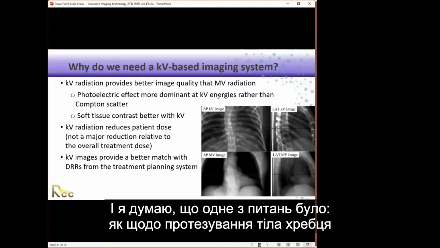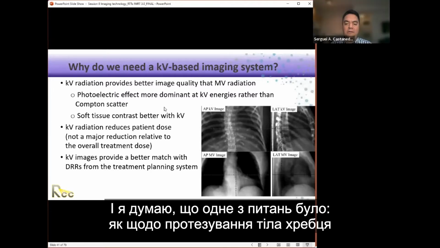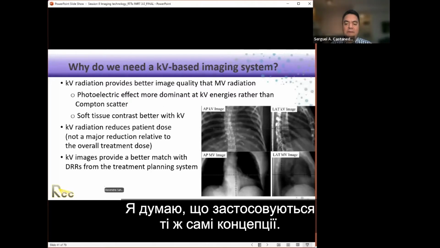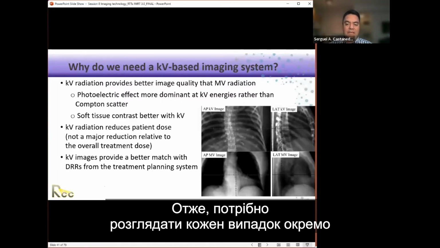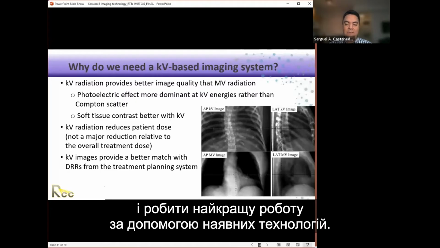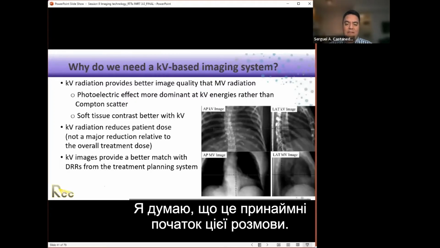And I think that one of the questions was, what about prosthesis in vertebral body and spinal cord behind? I think the same concepts apply. So sort of taking case by case basis and do the best with what you've got with the technology you get. I think that's at least the beginning of that conversation.